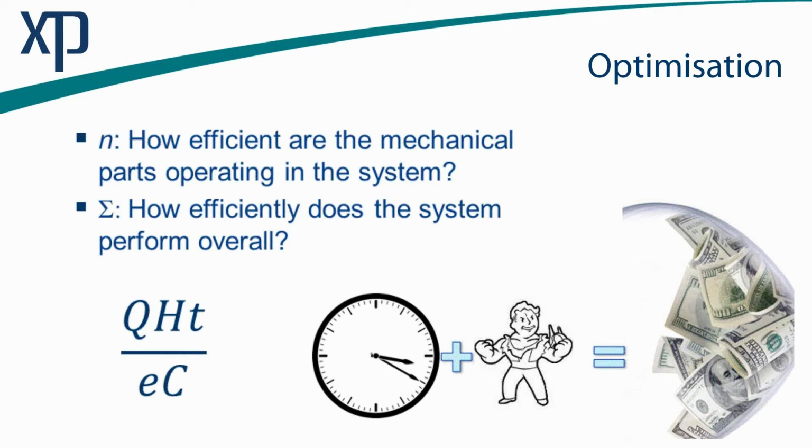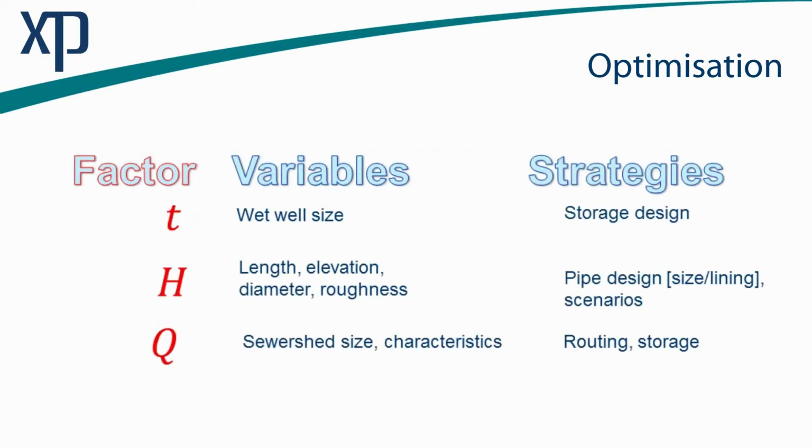So, of course, time and energy cost money. Variables that we can optimize inside your network can be major infrastructure elements such as your wet well design. How big does the storage need to be around your mechanical or pumped infrastructure? And then again, how efficient does the pump need to be? We'd all love pumps that are 100% efficient.